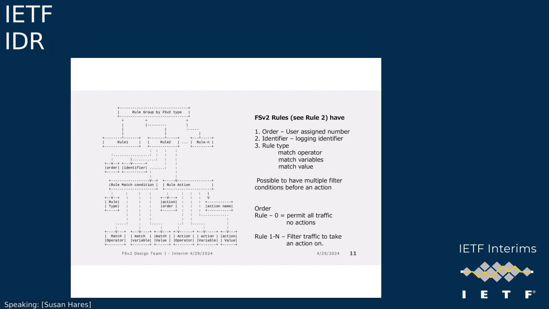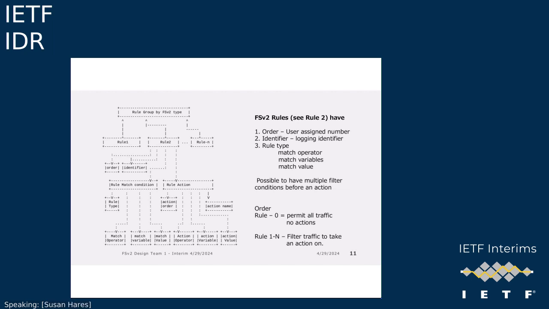Just in case you're new to it, and I'm glad to have new people, this is a picture of the FlowSpec rules. The rules really are grouped by FlowSpec type. And the first type we're looking at is the IP types. And under that, you might have a whole bunch of rules. That's how the FlowSpecs are grouped in the NLRI. In the actual implementation, it could be that they're grouped by order, but in the NLRI they're grouped by type, and then the rules each have an order number.